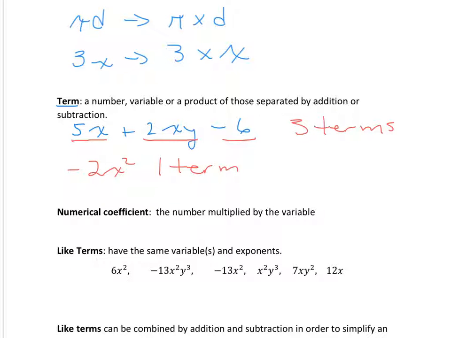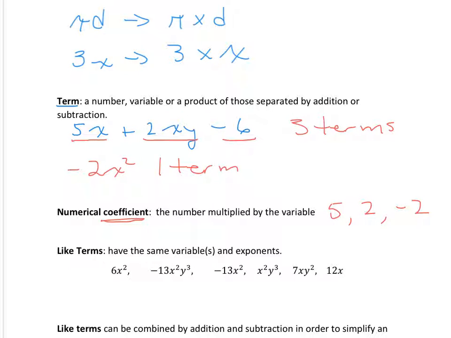So 3 terms in this first one. Okay? Now a numerical coefficient, and often we just call it the coefficient, is the number that's multiplied by the variable. So in the above examples, we have 5 as a numerical coefficient, we have a 2, and we also have a negative 2 in the negative 2x squared as our coefficients.